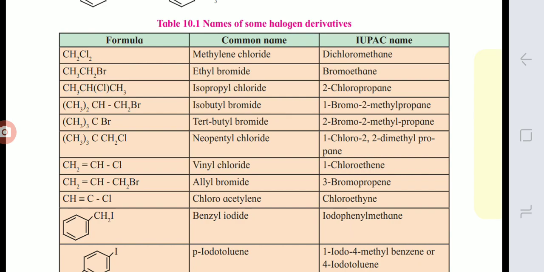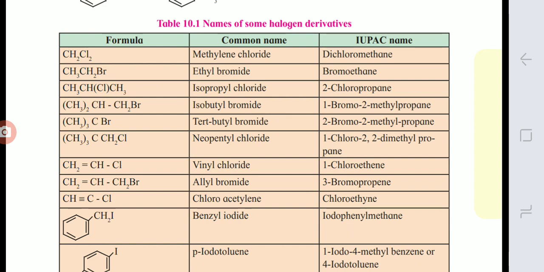Now while writing the IUPAC name, the CH2 carbon containing Cl is the first carbon on the right hand side, and from that side you have to start the numbering to the left side. So the CH2 carbon is 1, the C carbon is 2 having 2 CH3 branches, and the last CH3 carbon is carbon number 3. So the 3 carbon chain is propane, your chlorine is present on the first carbon, then the C carbon contains 2 methyl groups. So your name becomes 1-chloro-2,2-dimethylpropane.